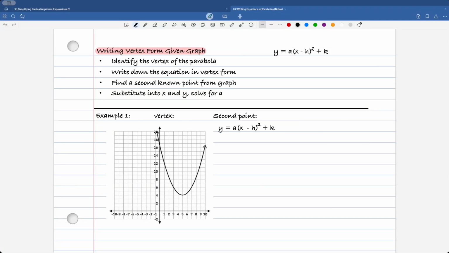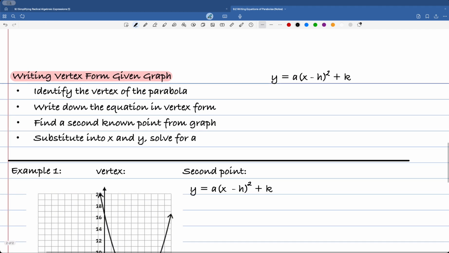Okay, in this last video, we're going to be writing the equation for a parabola using the vertex form given the graph. Vertex form is going to be y equals a times x minus h squared plus k, where h and k are the vertex of the graph. So the vertex in this case that we're going to be identifying is (h, k). That comes directly from the equation.